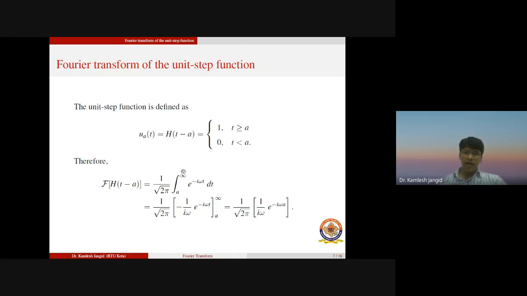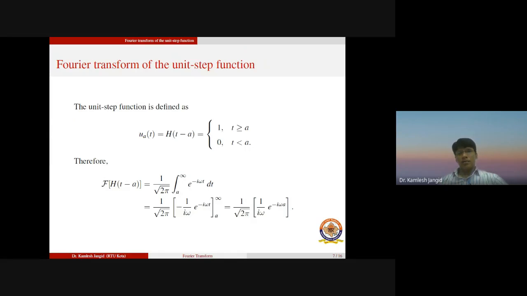Now, if we simplify this integral, then we get this required result: 1 upon root of 2 pi, 1 upon iota omega times e raised to the power minus iota omega a. This is our required Fourier transformation of the unit step function or Heaviside function.